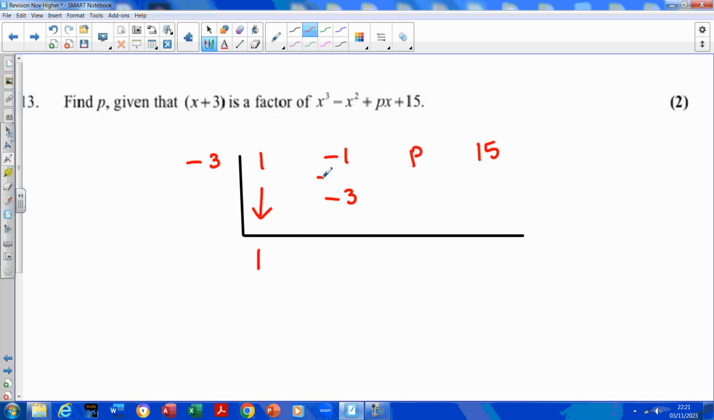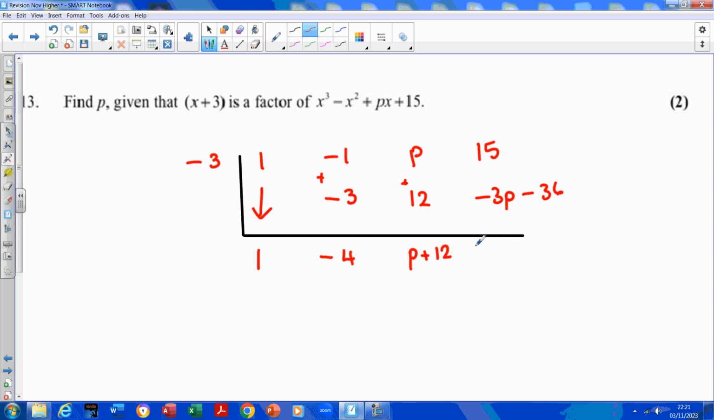We're adding them together, so negative 1 plus negative 3 is negative 4. Negative 4 times negative 3 gives us plus 12. Add them up and down the way. So that gives us 12 plus p, or p plus 12. Now I've got to multiply that by negative 3. I'm just going to do it in 2 stages. P times negative 3 is negative 3p, and negative 3 times 12 gives me negative 36.